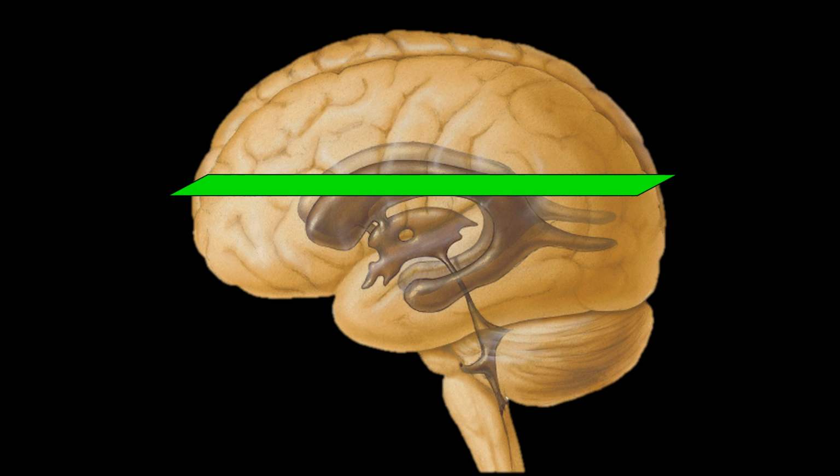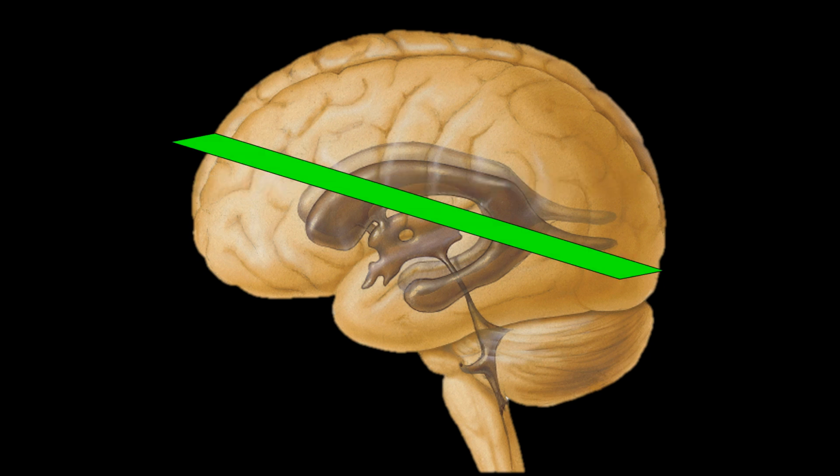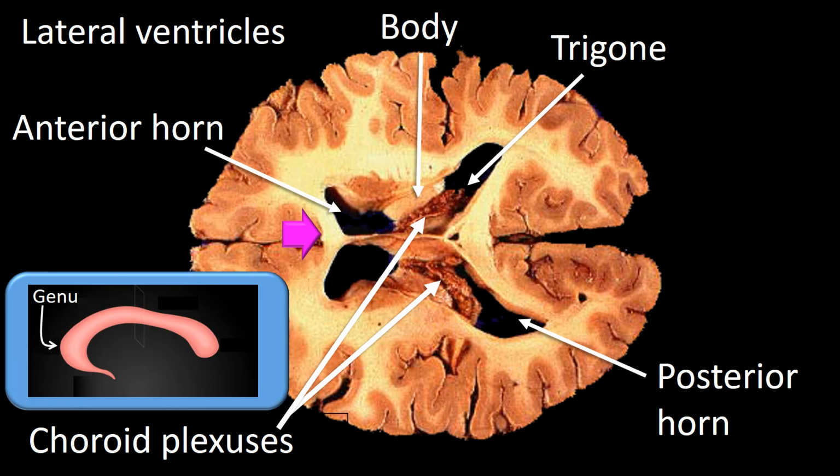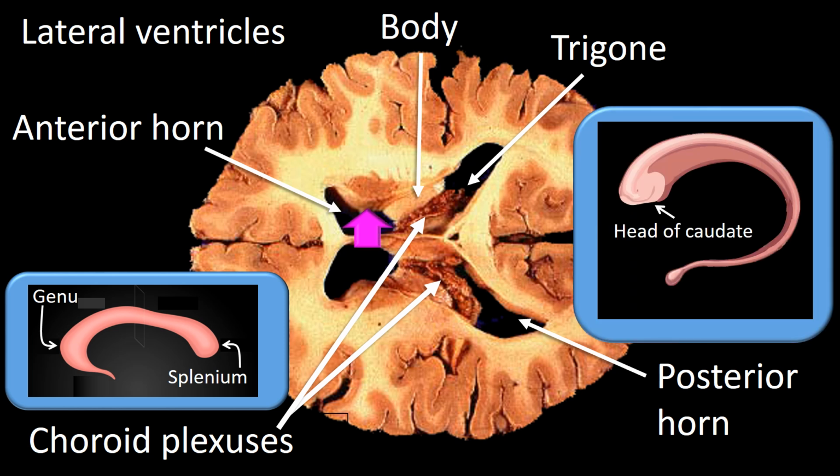Now, let's bring back the figure indicating the level of the first cut so we can appreciate the angle of the new cut. The cut at this level shows the lateral ventricle housing the choroid plexus, the anterior horn, body, trigone, and posterior horn of the lateral ventricles. At this level, the lateral ventricle boundaries consist of the fibers of the genu and the splenium of the corpus callosum. The splenium of the corpus callosum connects the occipital lobes and is fundamental for vision. The head of the caudate nucleus forms the lateral boundary of the anterior horn.